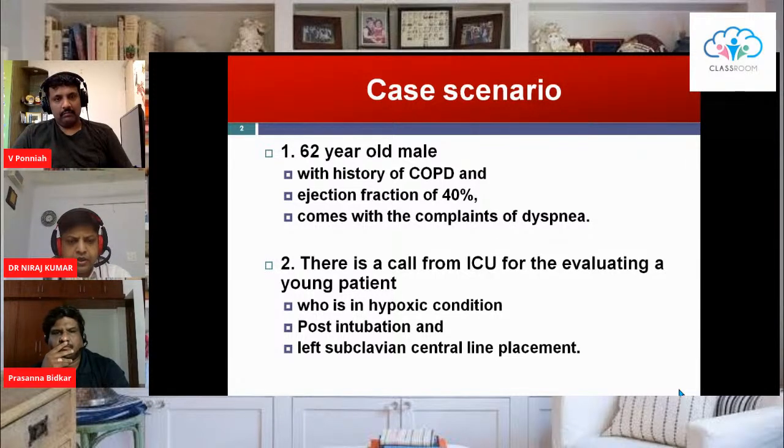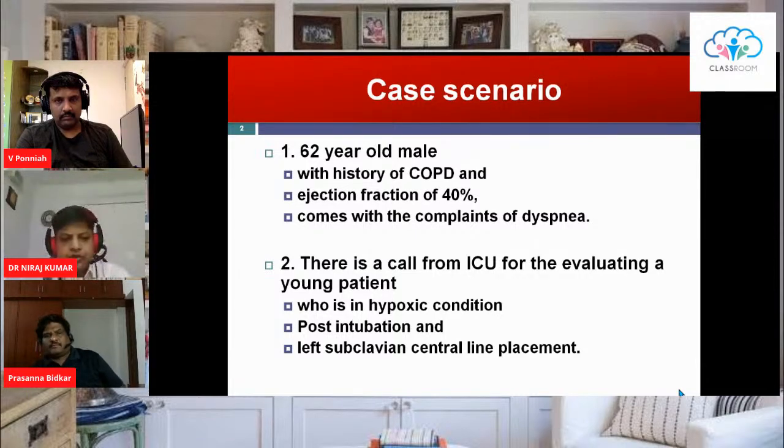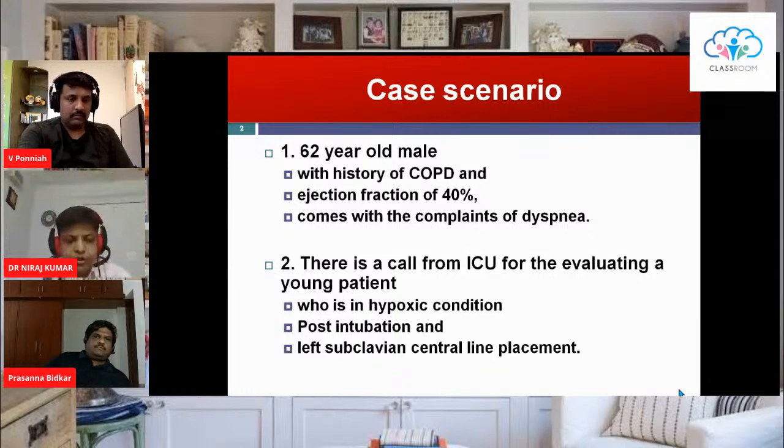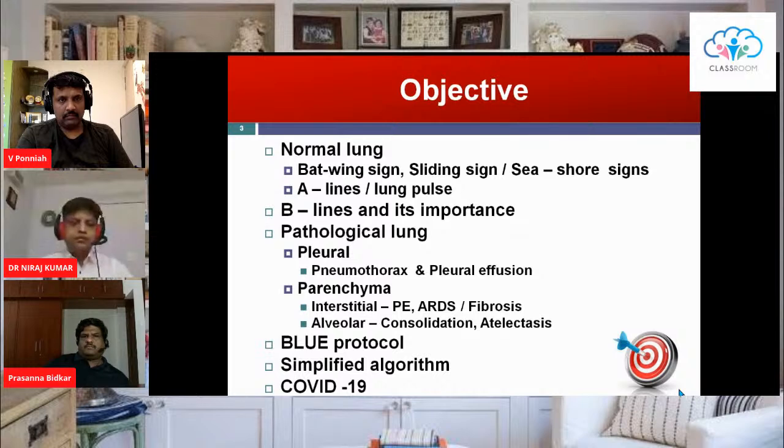In the second scenario, you have received a call from the ICU to evaluate a patient who has recently become hypoxic, has recently been intubated, and has a left-sided subclavian central line also placed. In the second case also, the cause of hypoxia may be either intubation related or central line placement related. To solve this puzzle, we will discuss later. So starting with the basics, the objective of this talk is, first of all, to understand the normal lung.